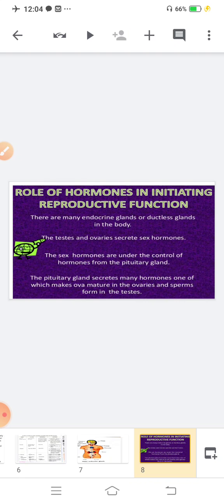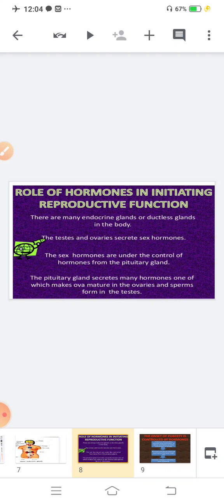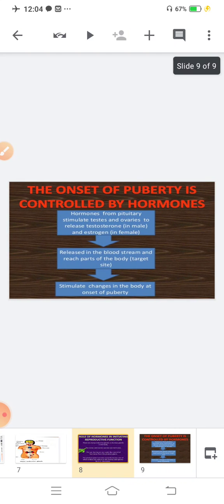Listen carefully. There are many endocrine glands or ductless glands. The testes and ovaries secrete sex hormones. The sex hormones are under the control of hormones from the pituitary gland. The pituitary gland secretes many hormones, one of which makes ova mature in the ovaries and sperm form in the testes. Now, the onset of puberty is controlled by the hormones.